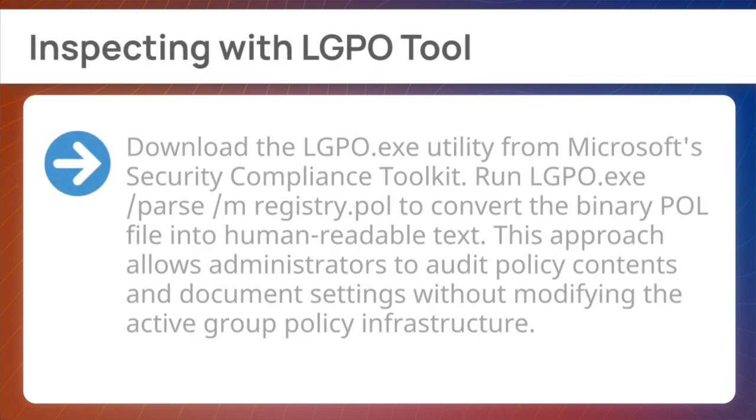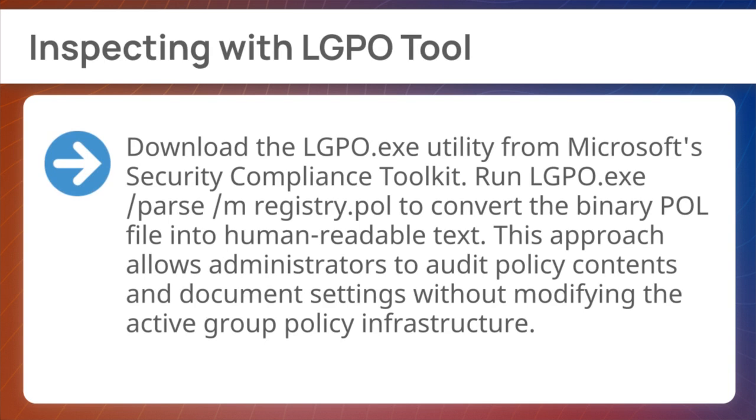Next, inspecting with LGPO Tool. Download the lgpo.exe utility from Microsoft's Security Compliance Toolkit. Run lgpo.exe parse registry.pol to convert the binary POL file into human-readable text. This approach allows administrators to audit policy contents and document settings without modifying the active group policy infrastructure.